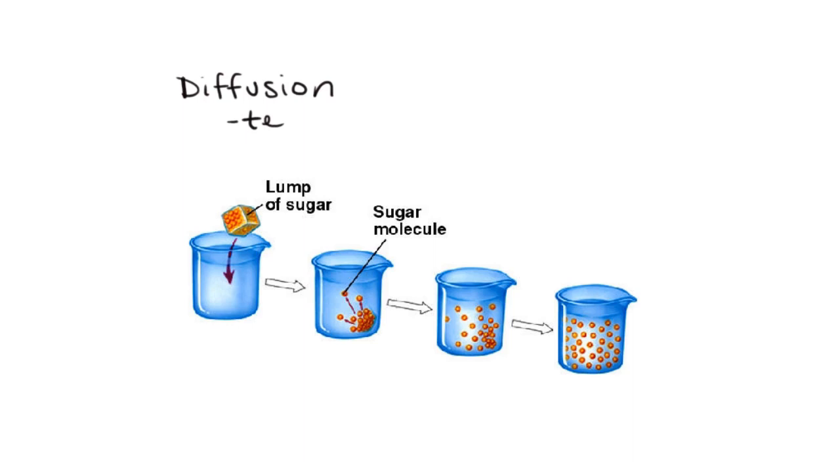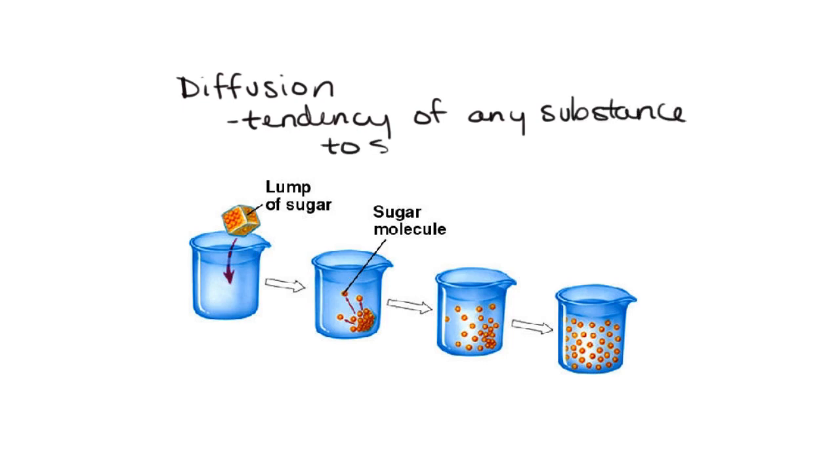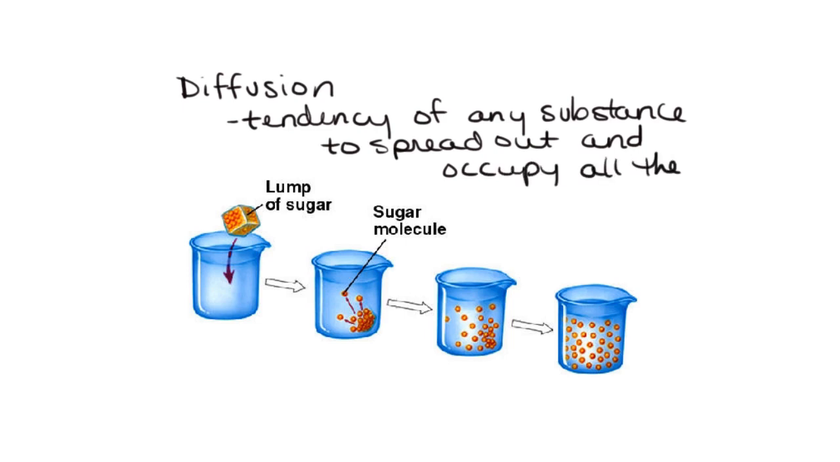Diffusion is the tendency of any substance, not just the sugar that we're looking at here, but of any substance, to spread out and occupy all the available space. So in other words, once we drop that lump of sugar into this glass of water, that lump of sugar now has a whole glass of water that it can spread out in, and that's what it wants to do.